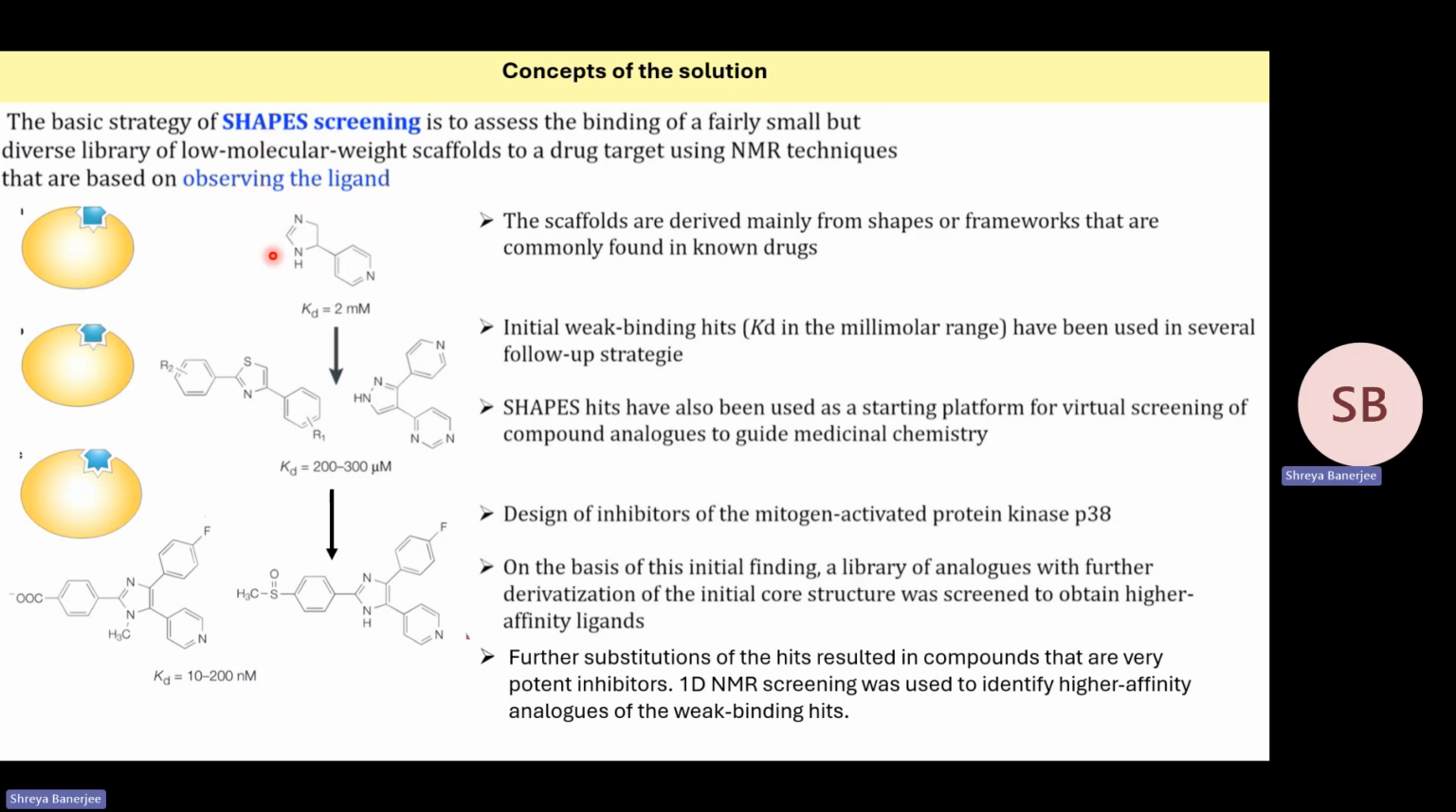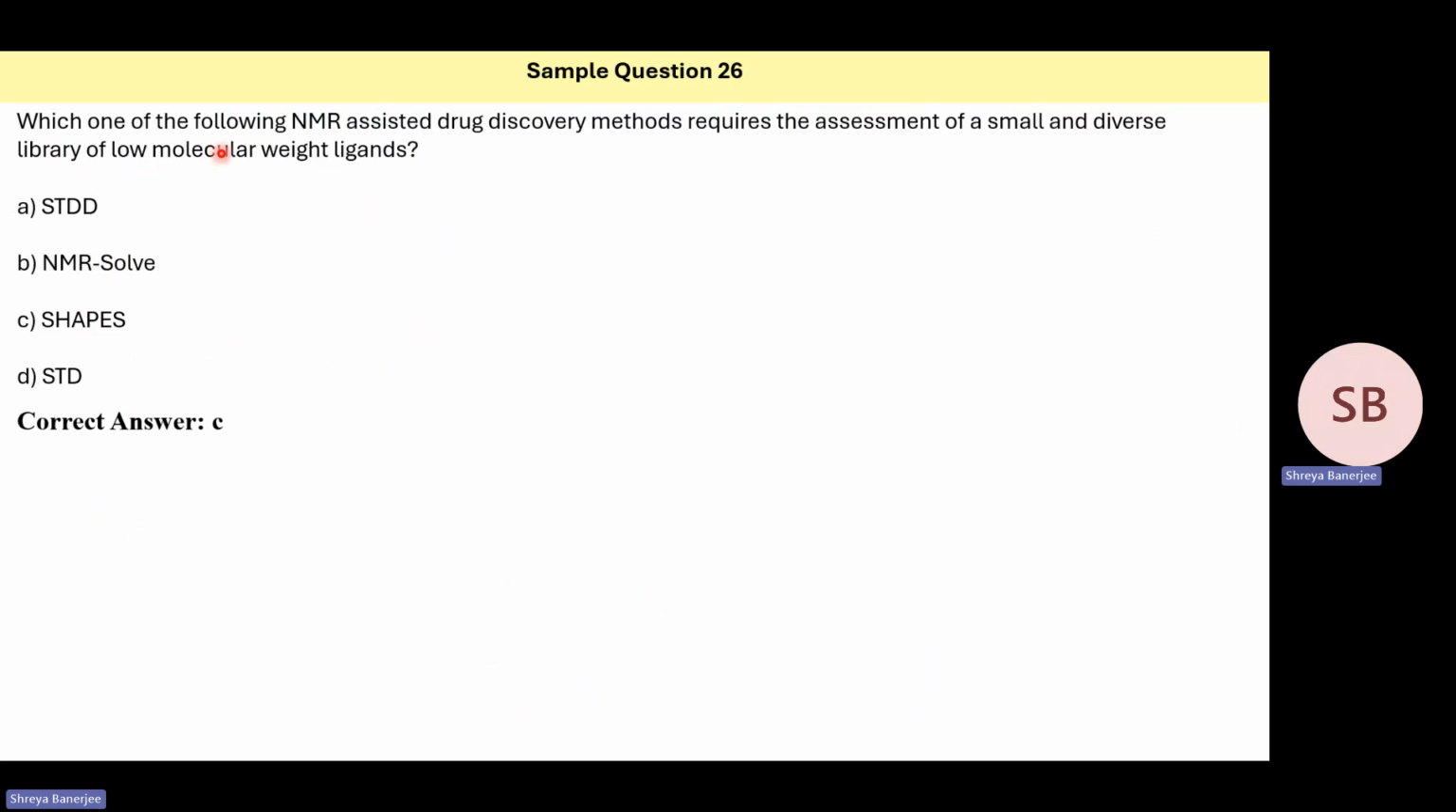So the basics of shape screening is that we start with ligands that are known in common drugs, and we get initial weak binding ligands. After improving and derivatizing them, we can improve the binding. And we are observing the ligand NMR chemical shifts. So the correct answer, that a small and diverse library of ligands is screened, is shapes NMR, that is C.